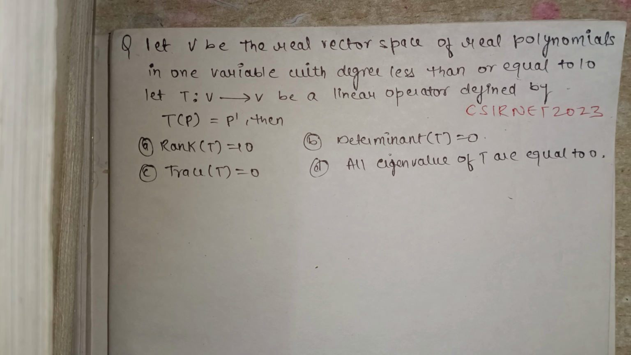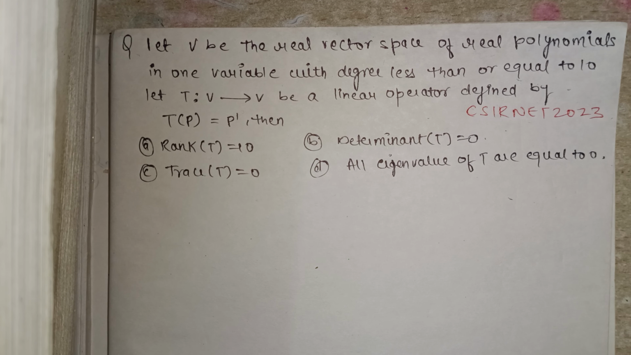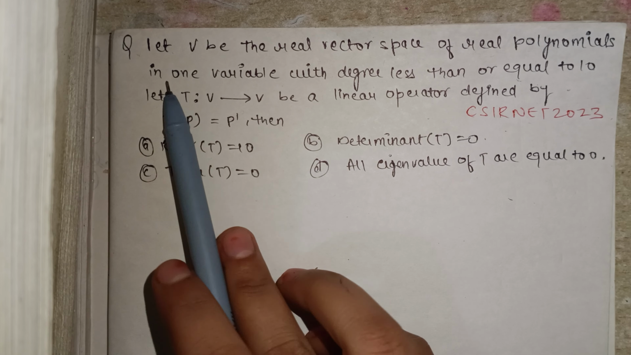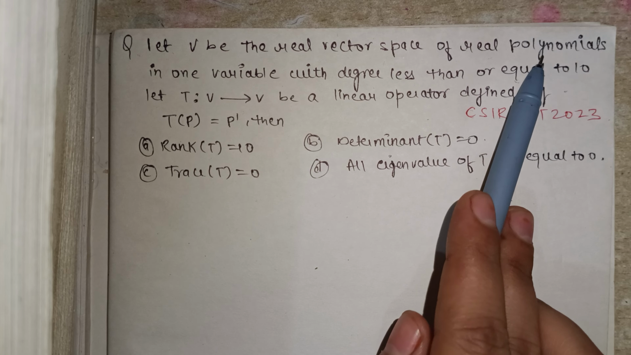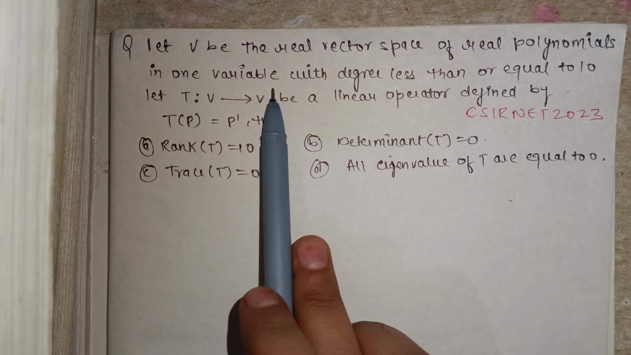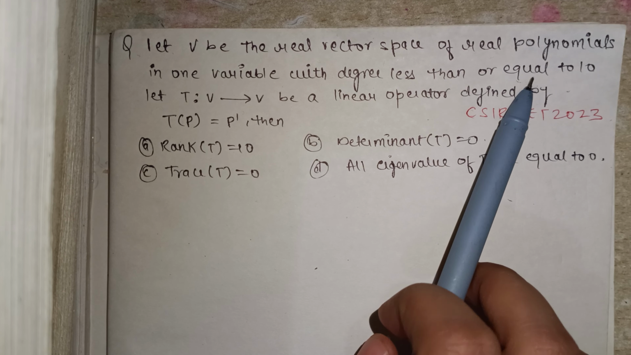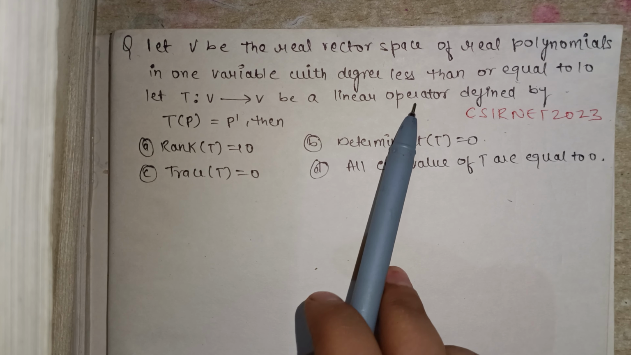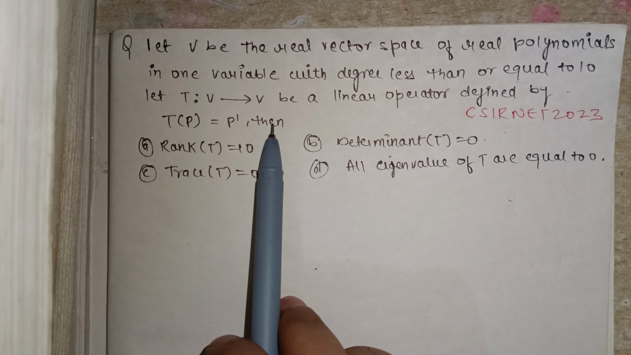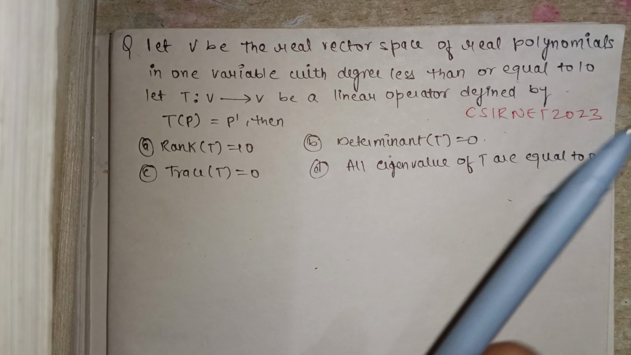In this video lecture, I am going to discuss the next PYQ of Linear Algebra asked in CSIR NET 2023. So our question is: let V be the linear vector space of real polynomials in one variable with degree less than or equal to 10, and T: V to V be the linear operator defined by this. Then which of the following is correct?